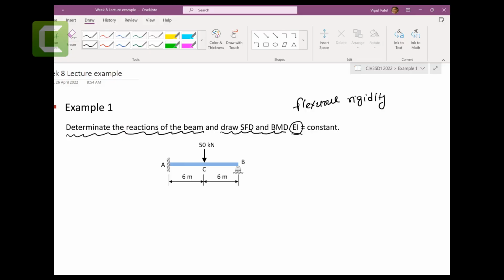Let me put my solution up here. All right, so step number 1, we're going to find the degree of indeterminacy.